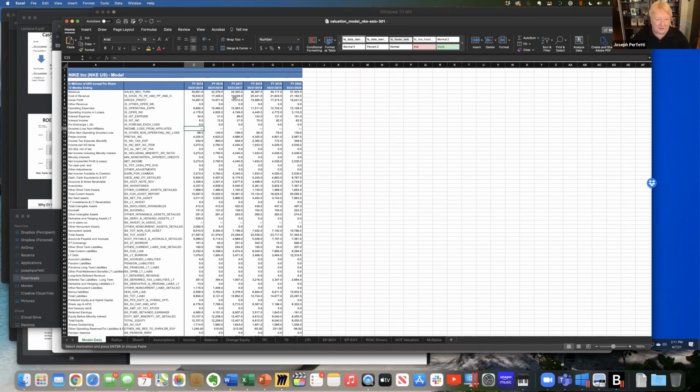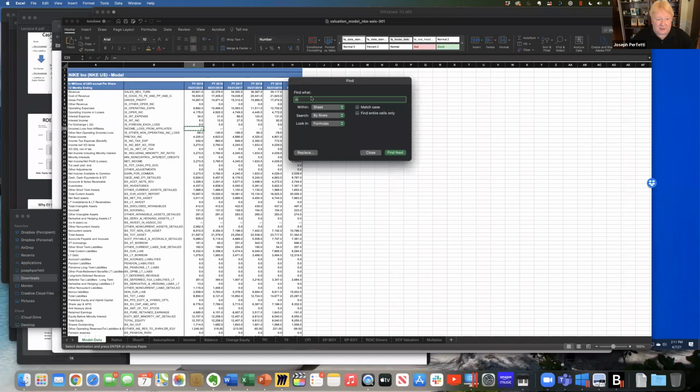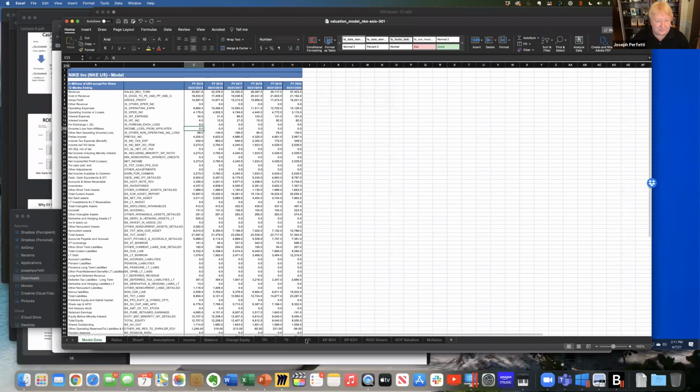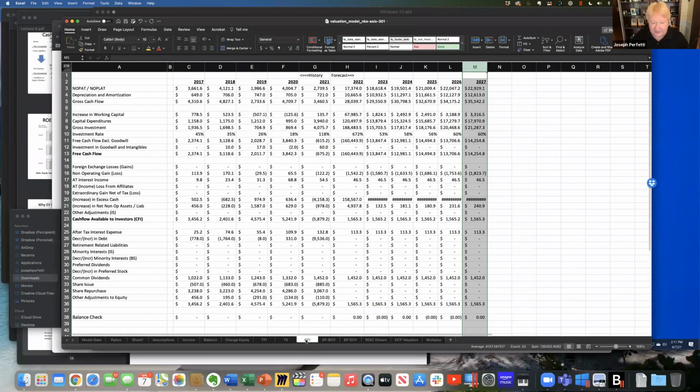So how do I get rid of the long dashes? I'll do this right here in my Nike model. You copy them, Control C, you go to Edit, Find, or Control F, find the long dash, paste it in, replace it with zeros, Replace All, and then your model's not broken. And more importantly, it balances, right?